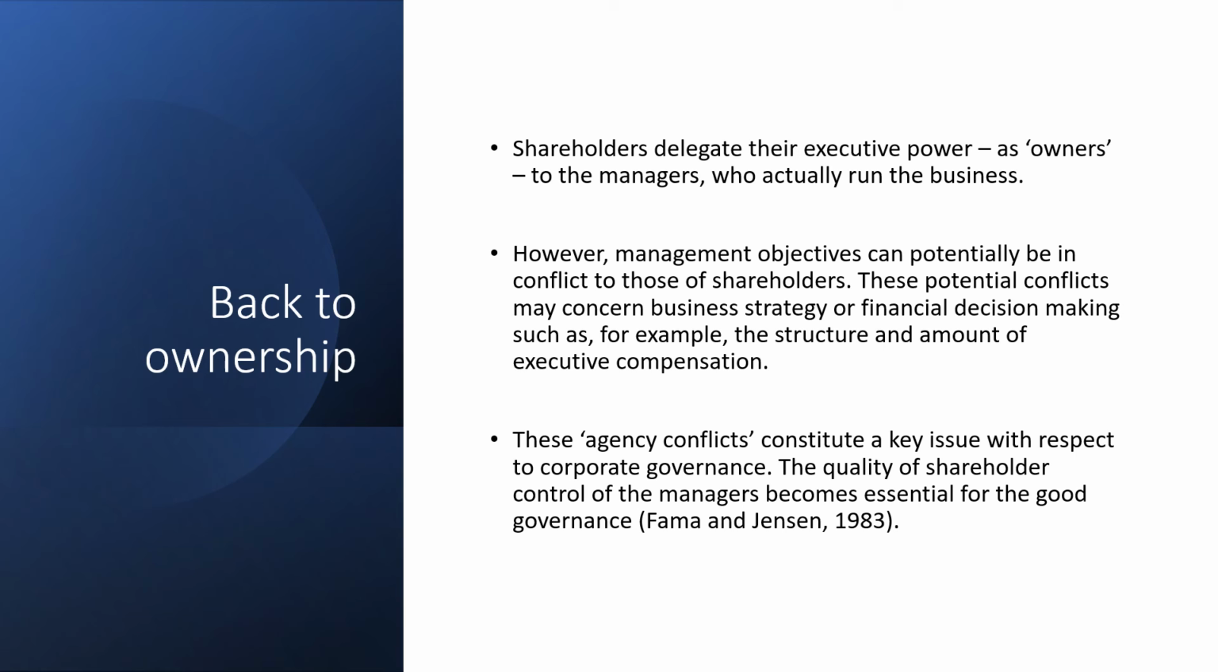We always end up back to ownership when we're talking about corporate governance. So shareholders or owners delegate their executive power to managers who actually run the business. However, management objectives can be potentially in conflict with those of shareholders. And these conflicts may concern business strategy, can concern financial decision making, for example, the structure or the amount of executive compensation, and we have a huge unit on that coming up. These agency conflicts constitute a key issue with respect to corporate governance. The quality of shareholder control of these managers is actually essential for good governance.